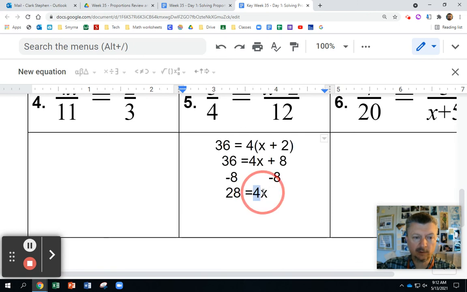All right, so now we're down to the last step. So we have 4x. That's 4 times x. Opposite of times is divide. So we're going to divide both sides by 4. When you divide the left side by 4, that's going to be 7. That's going to be a whole number this time. And 4 divided by 4 cancels out. So there you go. That's it.